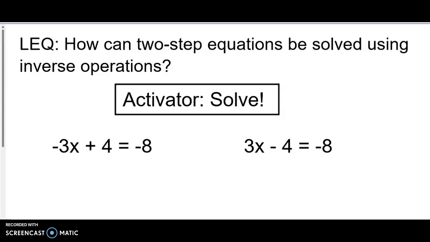How can a two-step equation be solved using inverse operations? Stop the video and answer the 2 questions. I'll be back with you in a minute.